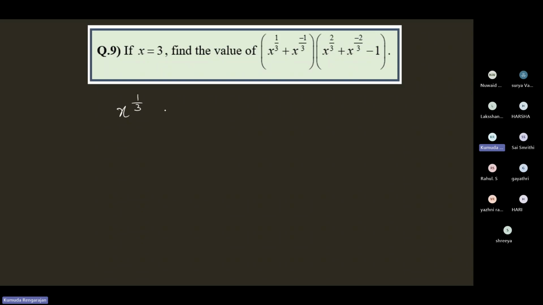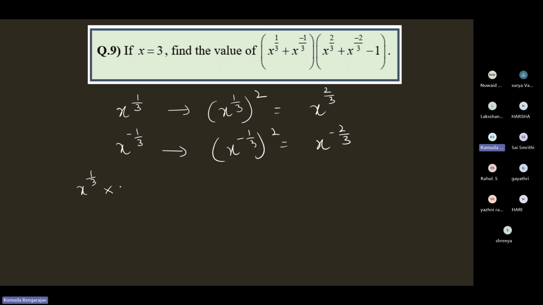X to the power 1 by 3. When you square this, x to the power 1 by 3, the whole square, you get x to the power 2 by 3. X to the power minus 1 by 3, when you square it, you get x to the power minus 2 by 3. And when you multiply x to the power 1 by 3 and x to the power minus 1 by 3, you get x to the power 0, which is 1. So we replace all this with A and B. Now, if you call x to the power 1 by 3 as A, this is A plus this is B. Then in terms of A, what is this? A square. In terms of B, what is this? B square. And what is this? It's A into B minus AB. So this is nothing but A cubed plus B cubed.